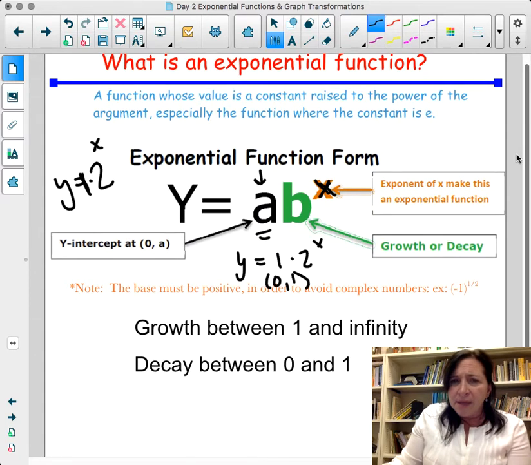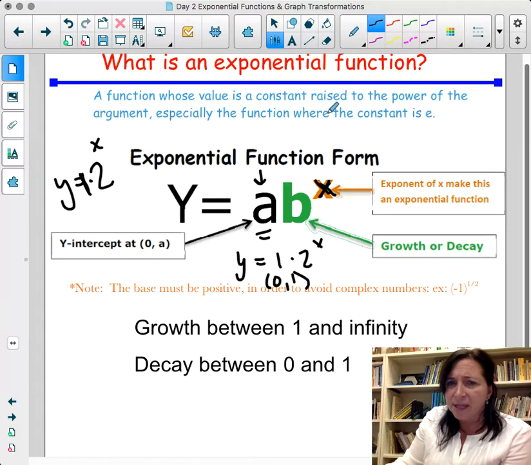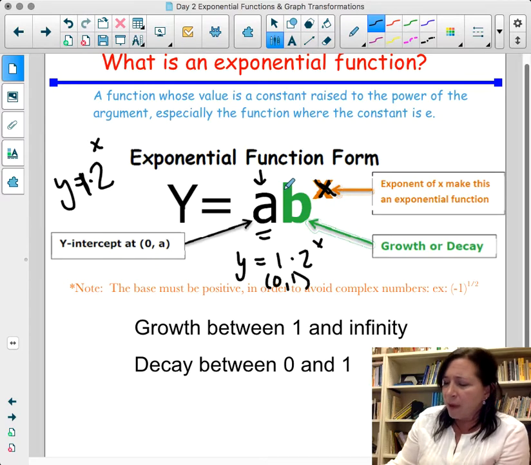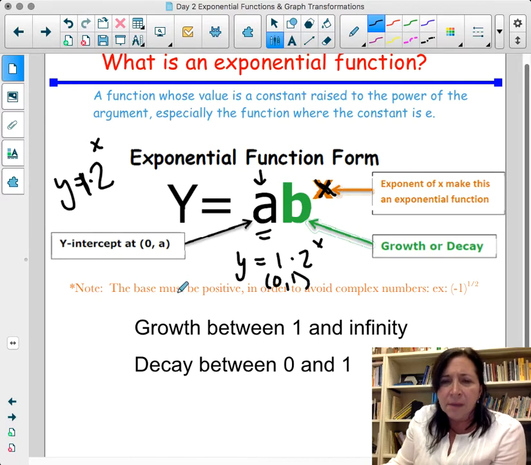Okay. In addition to doing this, an exponential function is a function whose value is a constant raised to the power of the argument, basically where e is the constant. Anyway, we're going to be talking about the letter e in just a little bit. So let's look at some more information on an exponential function.